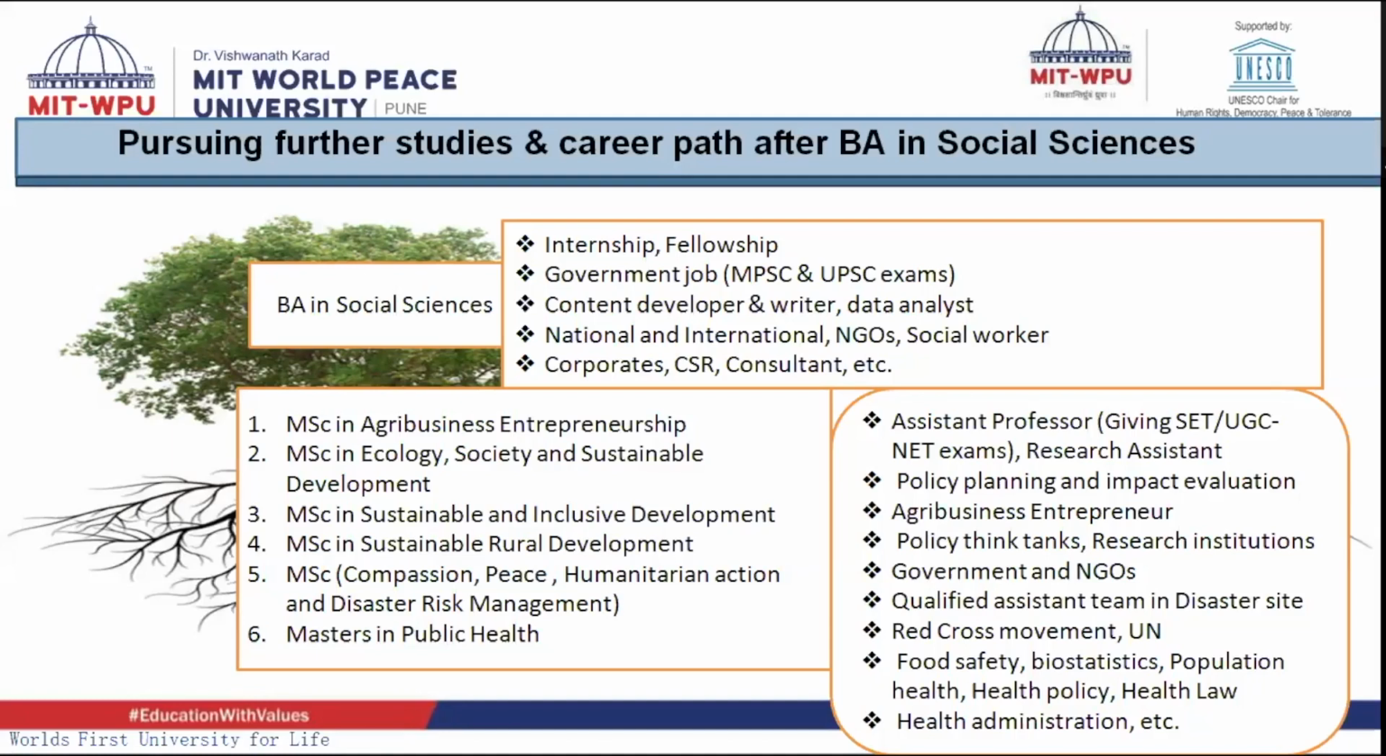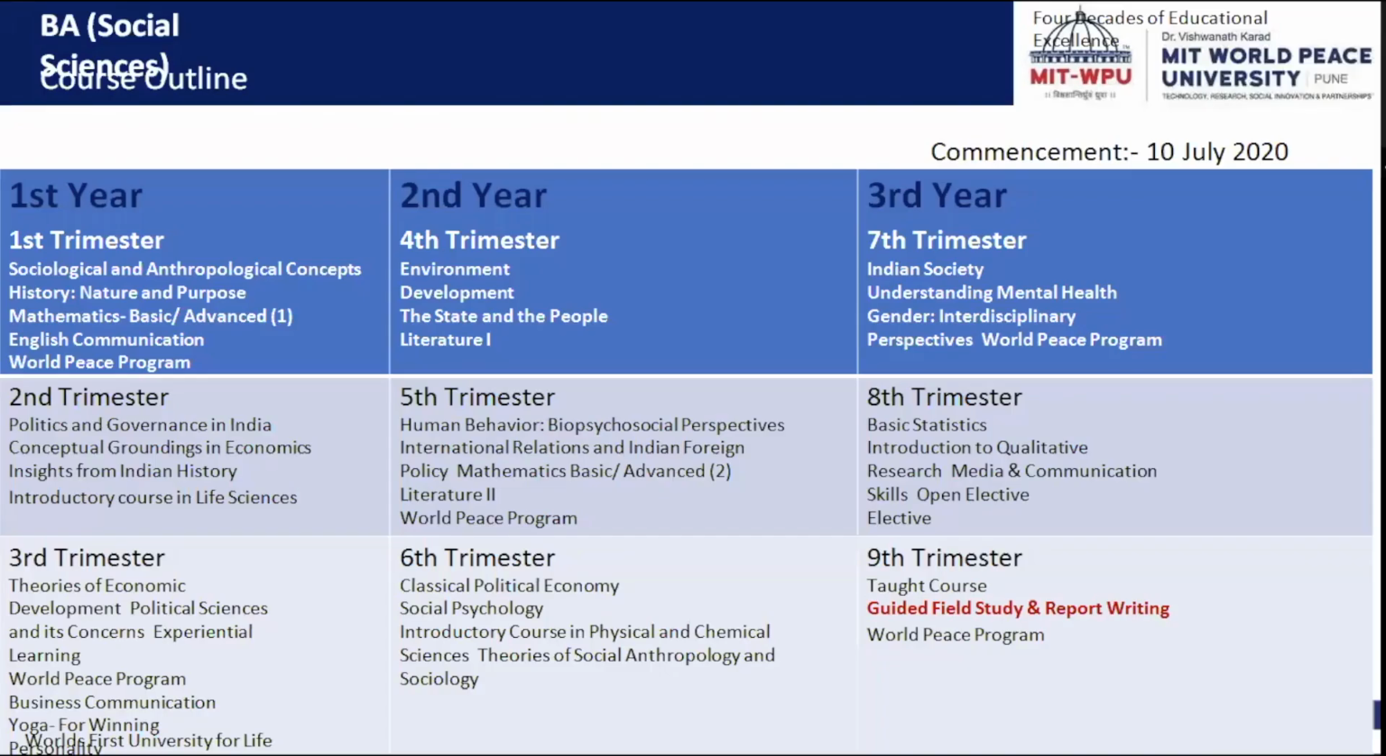The BA in Social Science is a 3-year program, offered in a tri-semester pattern. Each year we have 3 semesters. In the first tri-semester, you are offered sociological and anthropological concepts, history, nature and purpose, introduction to basic mathematics, introduction to English communication and the World Peace Program. This is the first year, first semester.